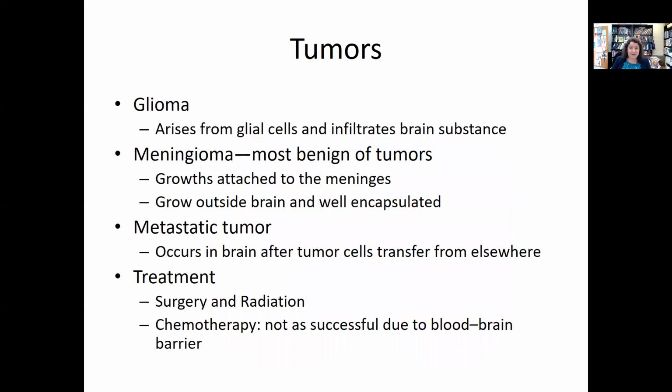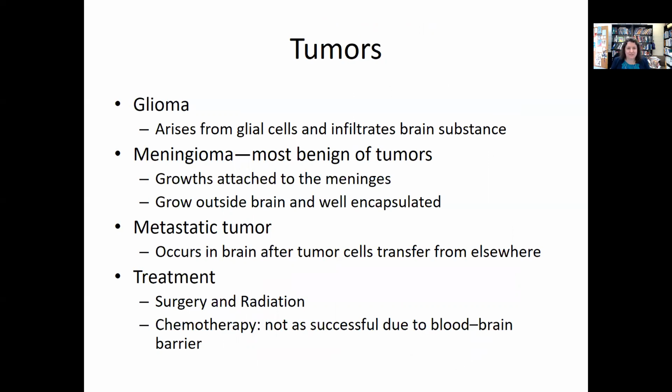Glioma arises from glial cells and infiltrates brain substance. Meningioma is the most benign of tumors, attaches to the meninges, and outside the brain, it tends to be well encapsulated. A metastatic tumor occurs in the brain after tumor cells transfer from elsewhere. So maybe you have lung cancer, and then you end up with a tumor in your brain as well.